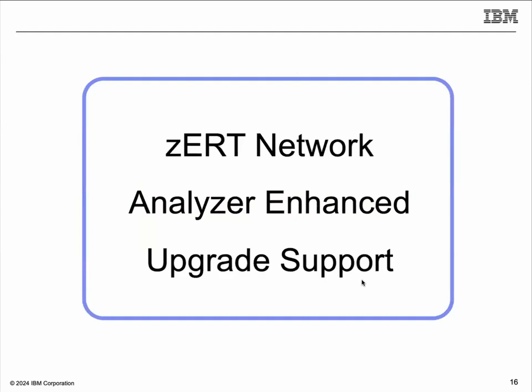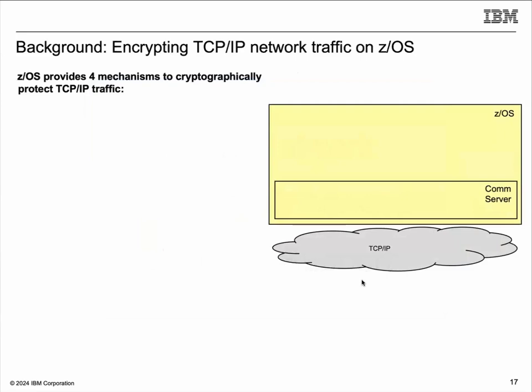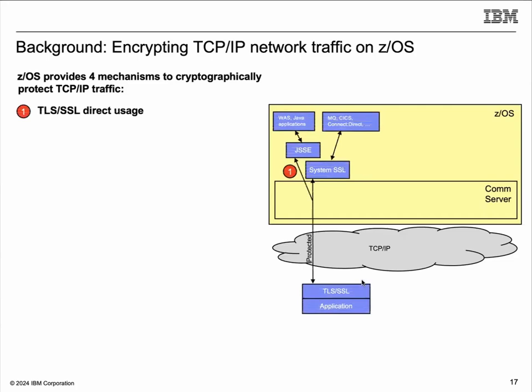And the last enhancement from a security perspective I'm going to talk about is zERT Network Analyzer enhanced upgrade support. So if you've seen a Communications Server update presentation in the last 3, 4 years, you've seen this chart. Probably sick of seeing it. You've seen it so many times. But what this chart is saying, z/OS provides 4 mechanisms to cryptographically protect TCP/IP traffic.